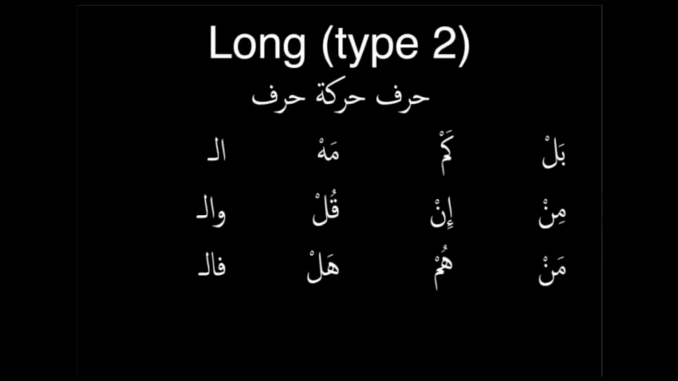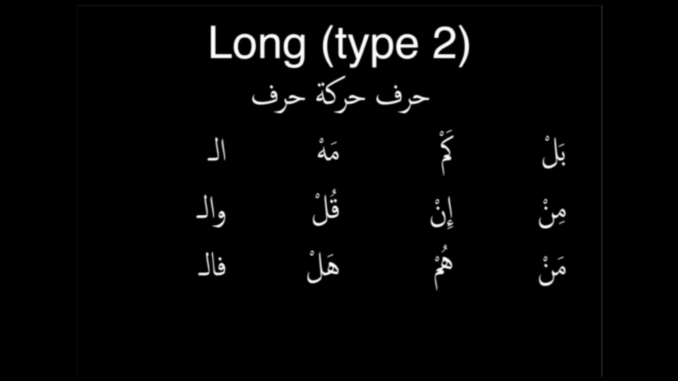The second type of long syllable is harf plus haraka plus another harf, closing the syllable. So these are kinds of closed syllables. And this is the second type of long syllable. It should have the same length as the other type of long syllable, but it will sound different to you in your ear. So for example, the word bal, which is made up of ba, fatha, and lam, is a long syllable. Bal. The preposition min, the question word man, the other question word kam.